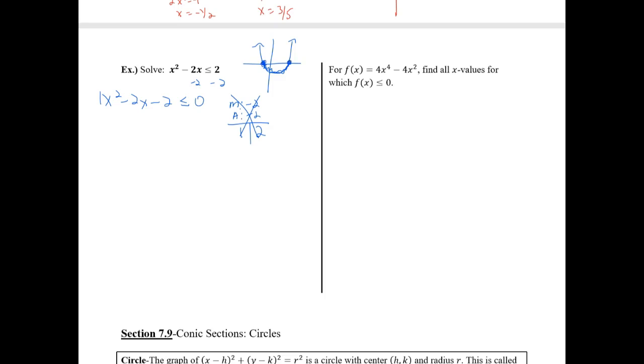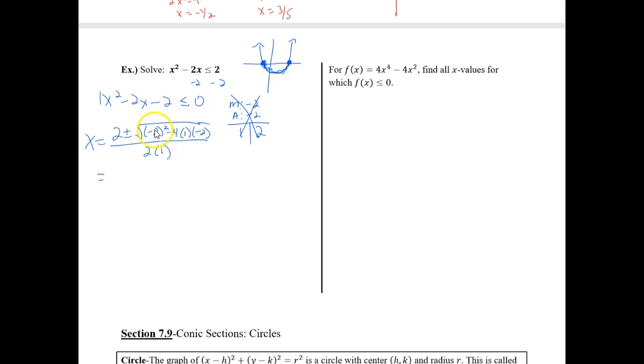I have to use the quadratic formula. x equals negative b. Negative b would be negative 2, which is positive 2, plus or minus the square root of negative 2 squared minus 4 times a times c, all divided by 2a.